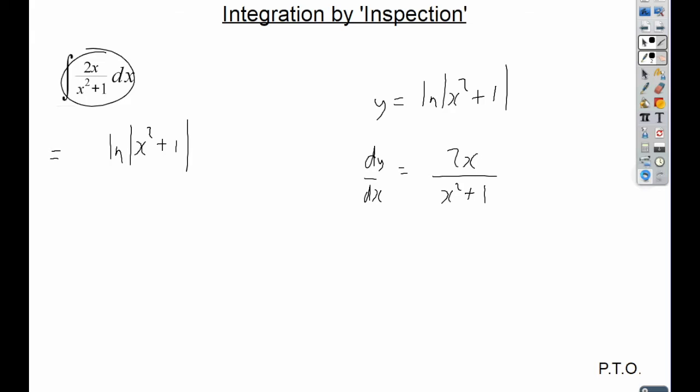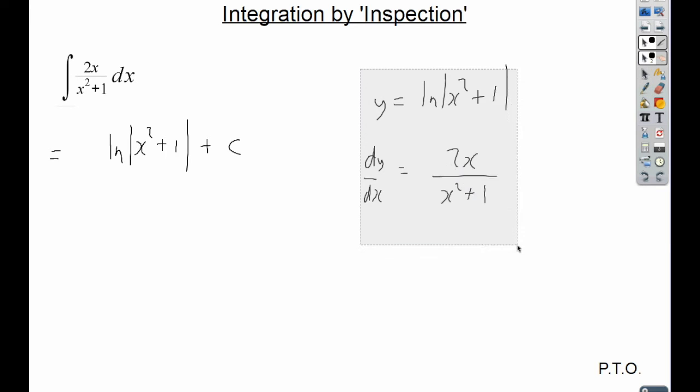So our initial thought was correct. It is the natural log of x squared plus 1. Let's just finish it off by putting in the plus c. Now, why did that work? Let me ask you a question. Suppose instead the question was this.